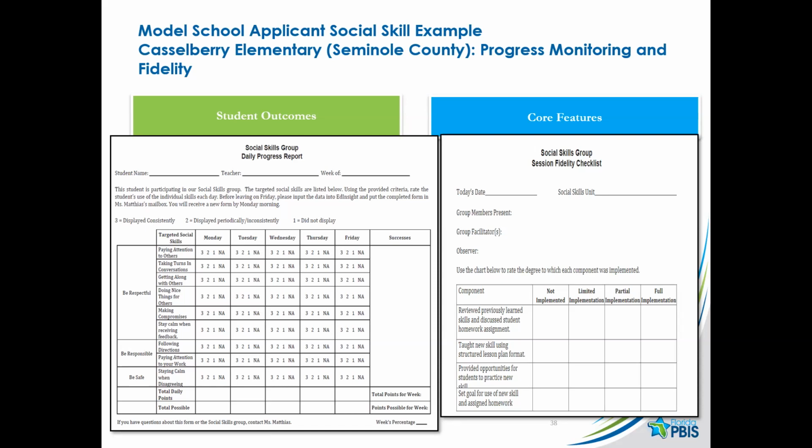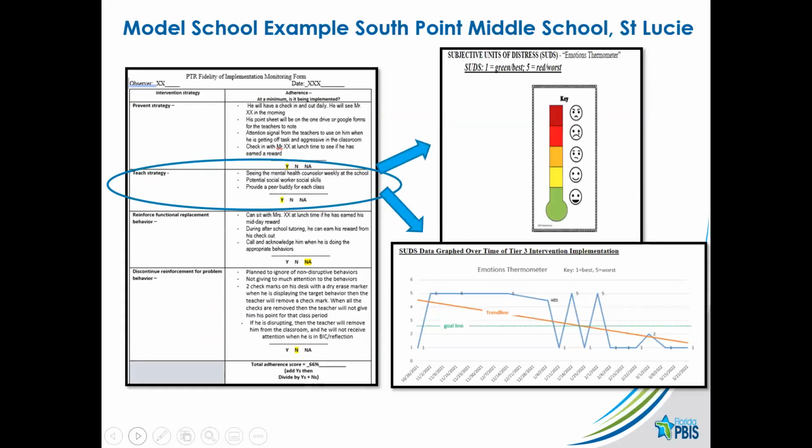So for any curriculums or programs that you select, part of making sure we have what we need is that there's a line way to monitor progress and a way that we track fidelity by those core features. So this was a great example by one of our model school awardees last year of a social skills group. And then we'll end with a tier 3 one.